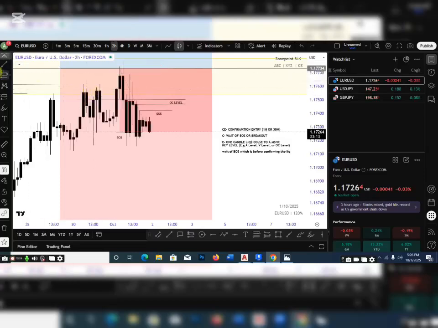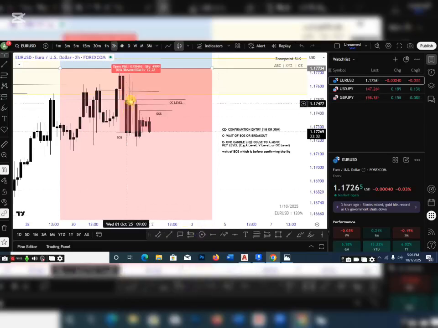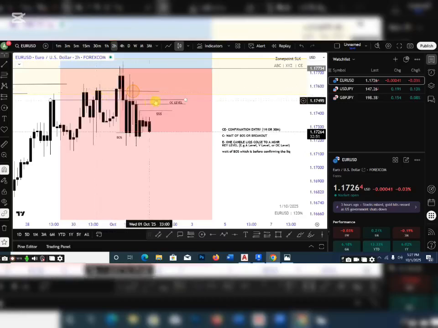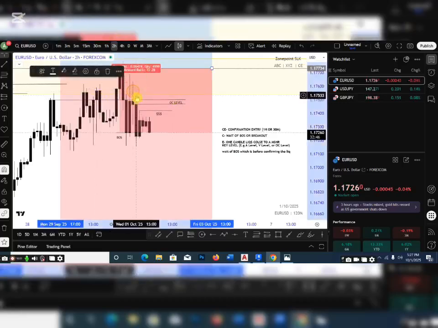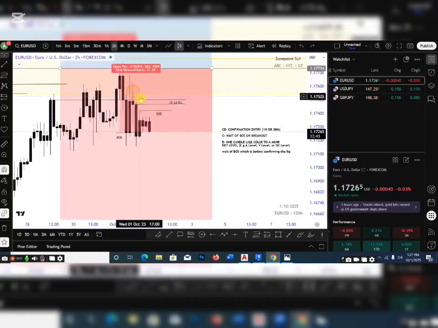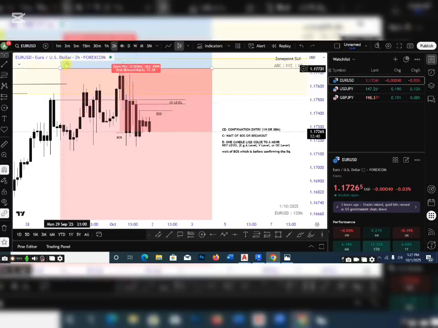Why can't I use this upper part? It's because it has been used. It's no more fresh. Price has used it already. I'm sorry guys, price has used it already. That's why I'm not using that level yet. Some people will ask, why don't you use that upper level? Price has done it. So the level that price has not used is this.